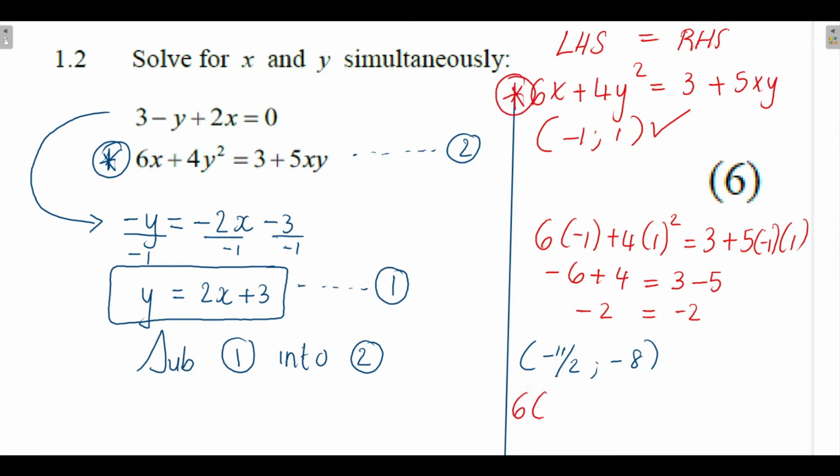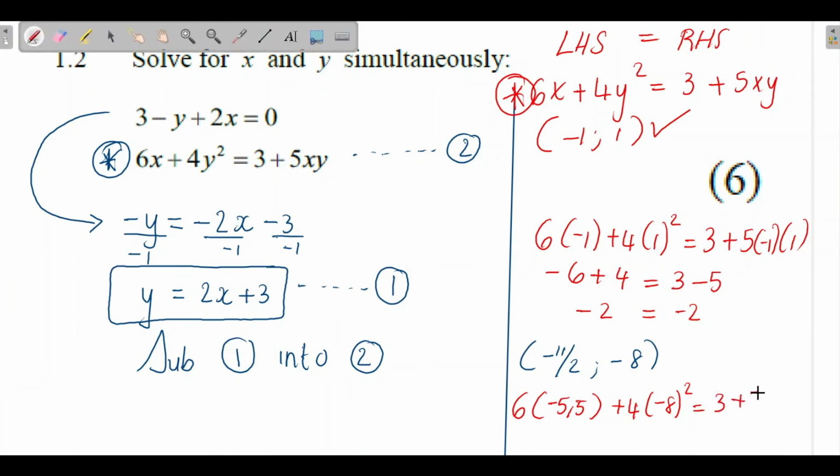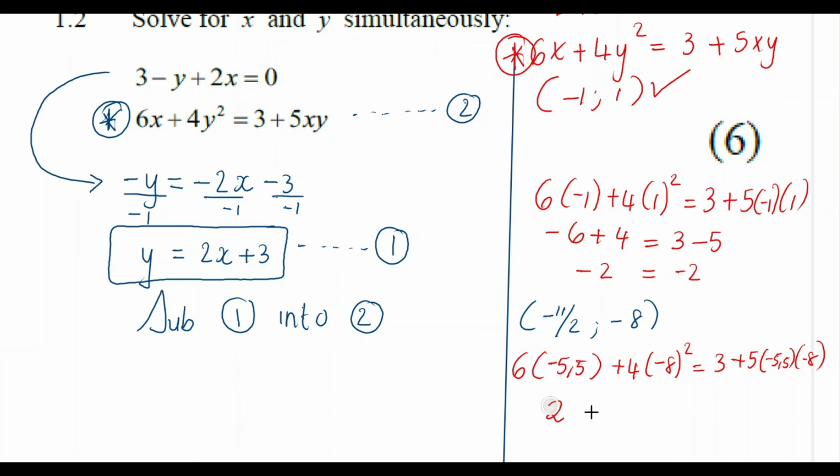So it's 6. What is our x? Negative 11 over 2. I'm going to put negative 5.5, guys, and then plus 4. What is your y? Negative 8, all squared, which is equal to 3 plus 5, where x is negative 5.5 and y is negative 8. Simply put that into your calculator. You'll see that on the left hand side you've got 223, and on your right hand side you've got 223.